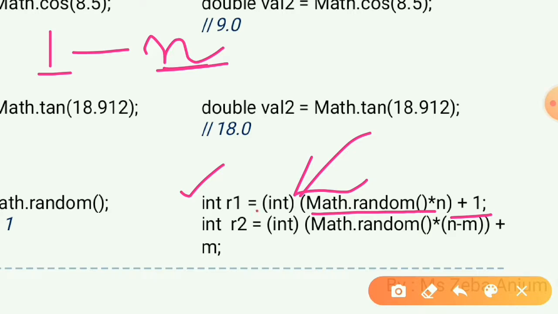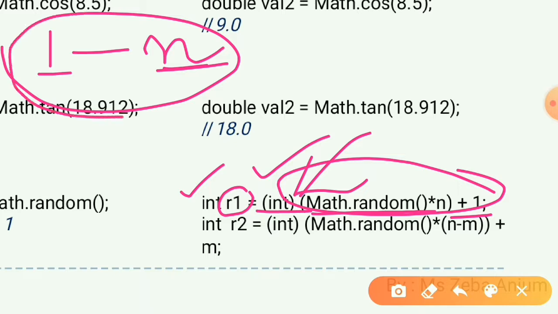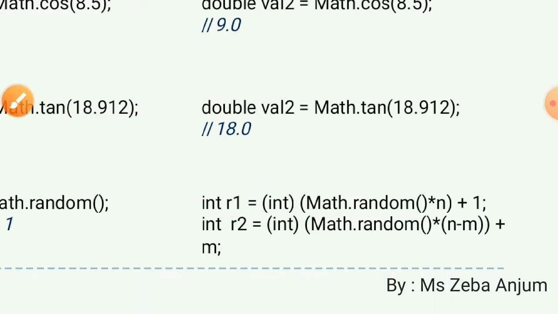So over here we are doing your explicit type conversion. You are going to convert this overall function into your integer, and then the r1 will store an integer random number between your 1 and n. Okay, now see the second function.